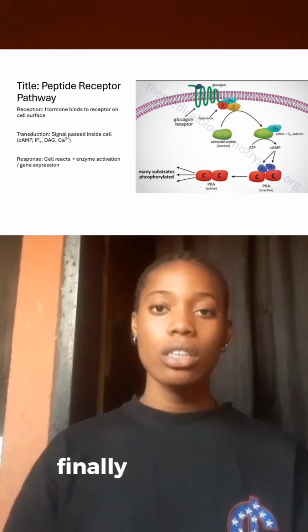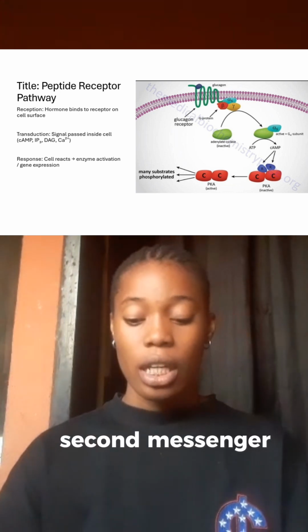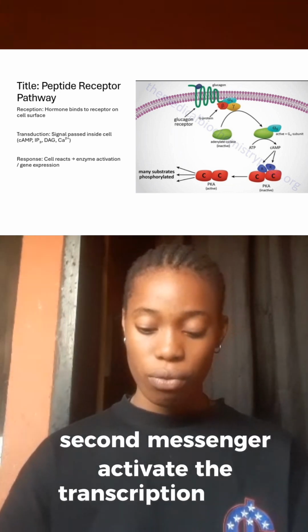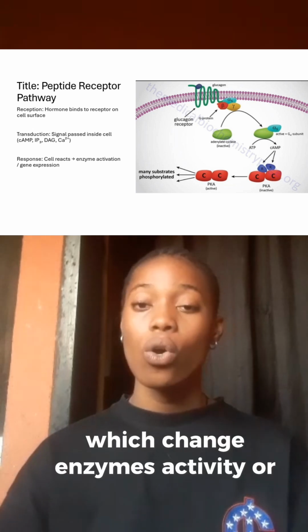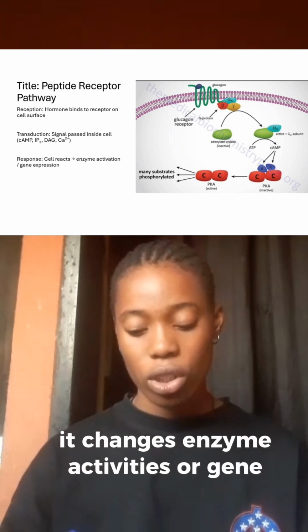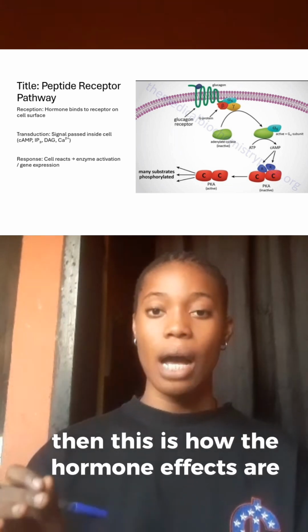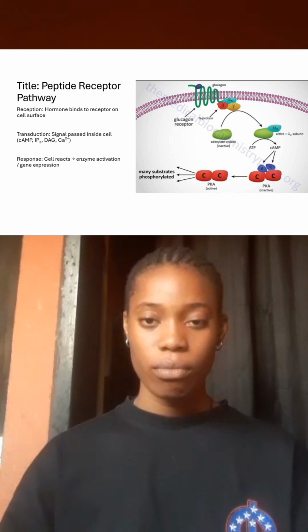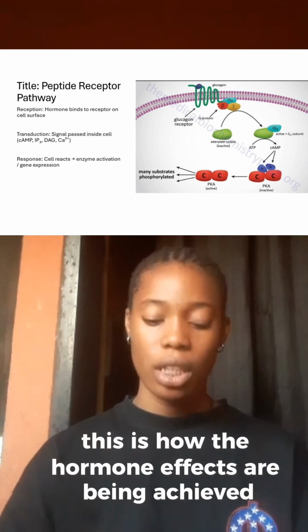So finally, the response. The second messenger activates the transcription factor, which changes enzyme activity or gene expression. Through all these three stages, this is how the hormone effects are achieved.